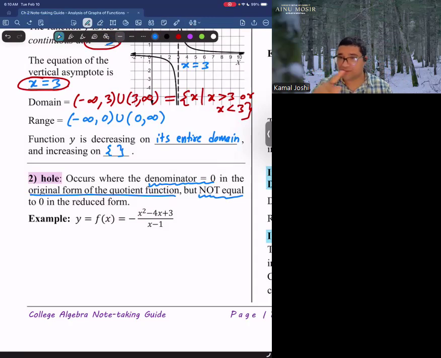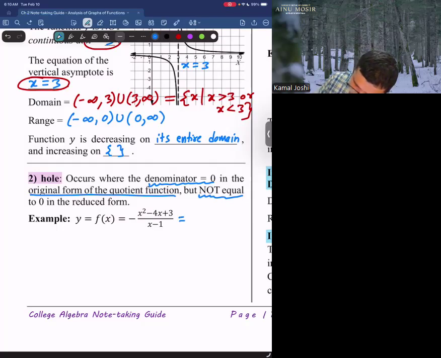Okay, so this is the opposite of what happens in a vertical asymptote. In the vertical asymptote, you want it to be 0 in the reduced form. To get a hole, it should not be 0 in the reduced form, but it should be 0 in the original equation. Okay, so let us look at a second example here.